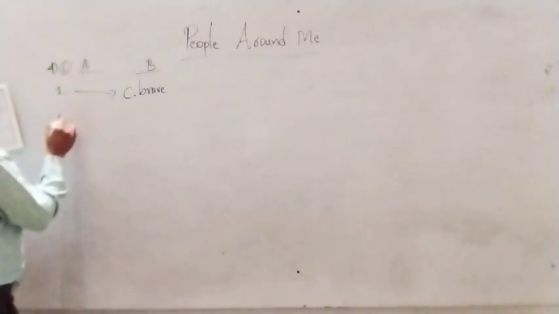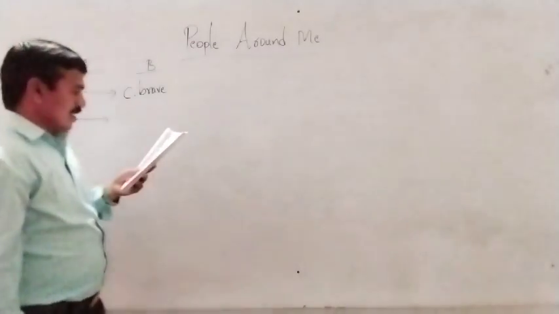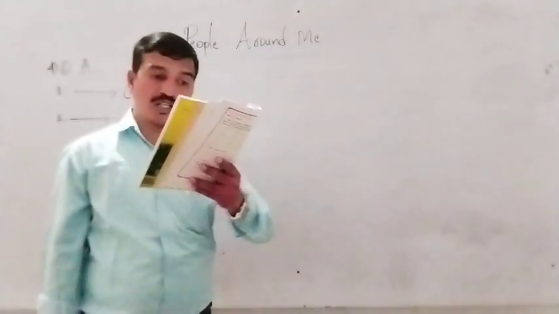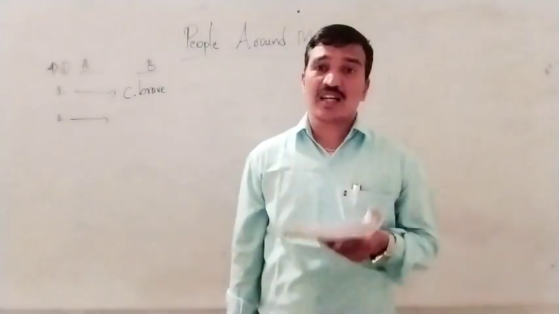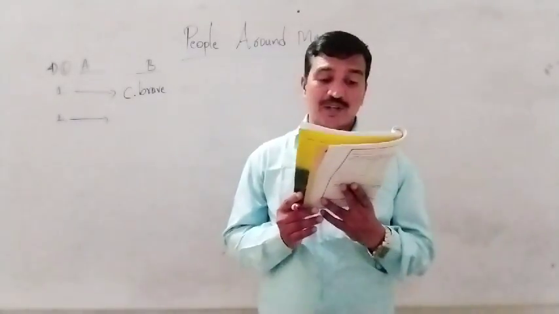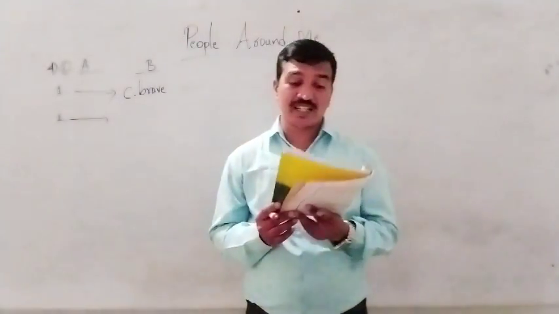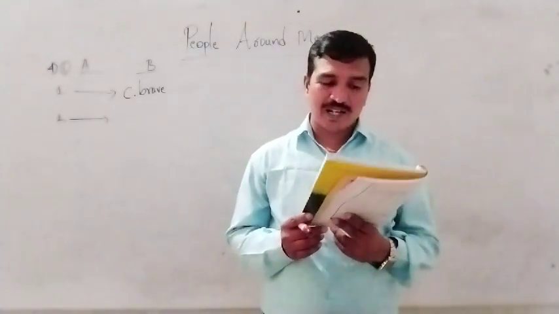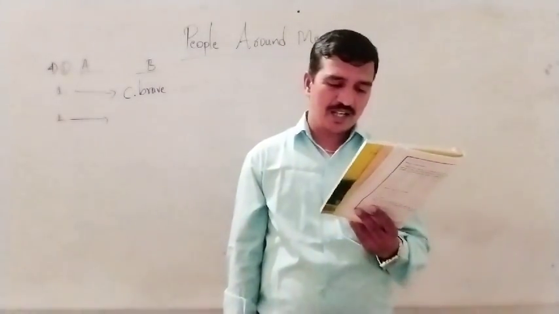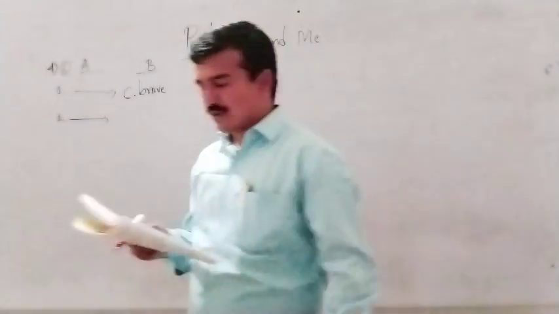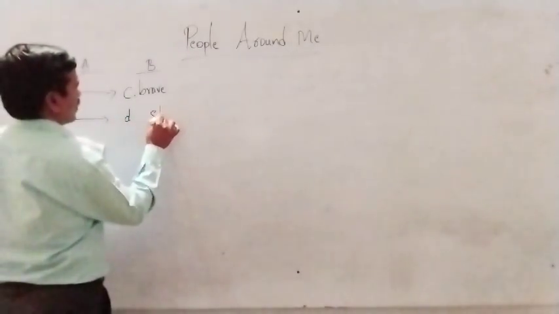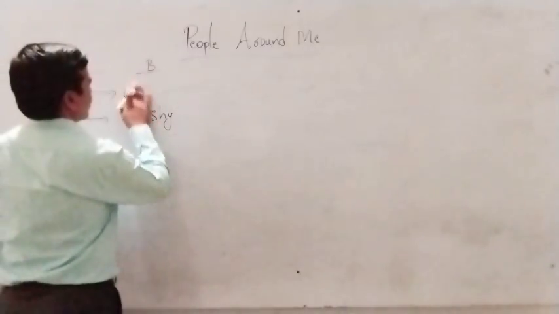Then the second one, someone who is quiet and doesn't talk much. Yes, he was shy. Someone who is quiet and doesn't talk much. Someone who is generally just sitting quietly and doesn't talk much, what do we call them? Yes, a shy person. So, shy people. Option D, shy. Okay.